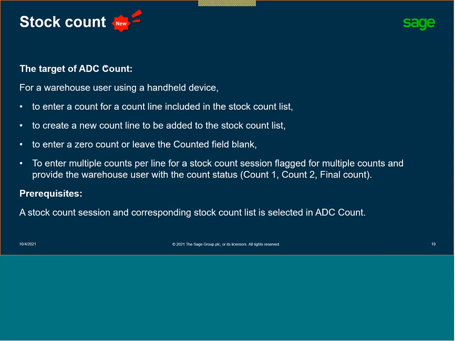In the same way, we have added the count processing, so it's the same as in Sage X3's interface. In fact, you can process the stock count in your ADC handheld device. You can enter a count for a count line included in the stock count list. This is standard. You can also create a new count line to be added to the stock count list, for a non-expected product. You can enter a zero count or leave the count blank, and you can also process multiple counts if it has been required when creating the stock count list. Now, the prerequisite is that we first have to create the count list.